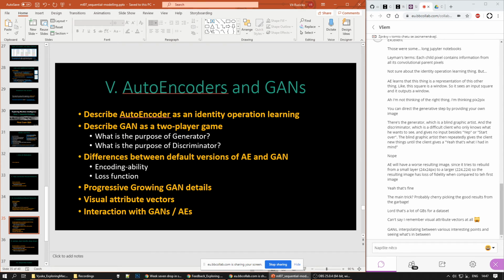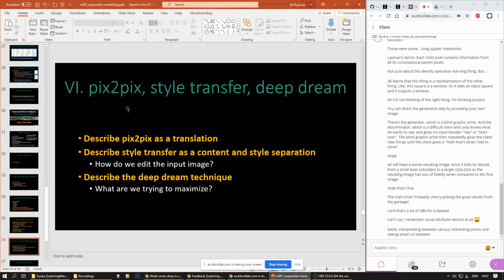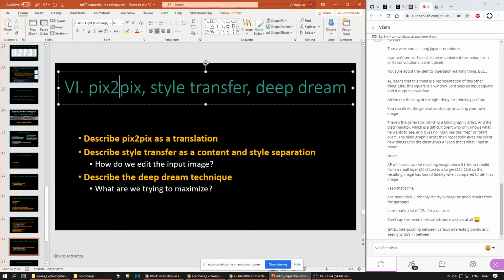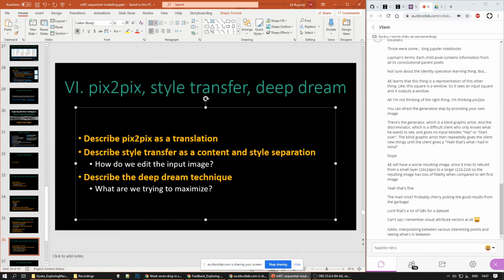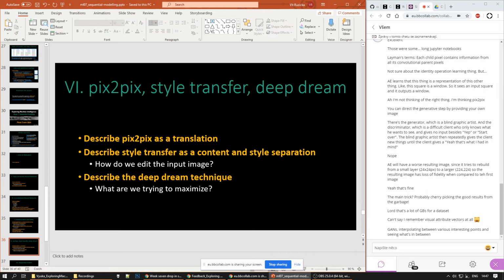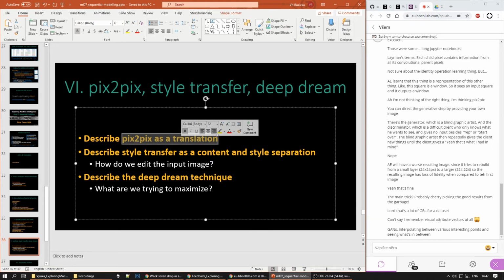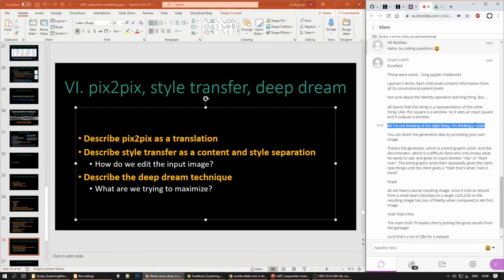And similarly, this follows in the next category, where we were talking about three different techniques: pix2pix, style transfer, and deep dream. And it is quite feasible that in the open-ended bit of the test, I will be asking about one of these techniques, and I will be asking you to describe it in some way. So I would like to start with pix2pix. Could someone describe pix2pix as a translation? And what do I mean by that? I think Stuart, you are already in the middle of answering it here, maybe.